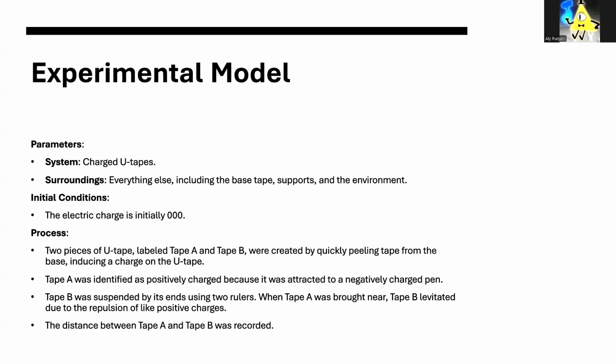Tape A was identified as positively charged because it was attracted to a negatively charged pen. Tape B was suspended by its own ends using two rulers. When tape A was brought near, tape B levitated due to the repulsion of positive charges. The distance between tape A and tape B was recorded.